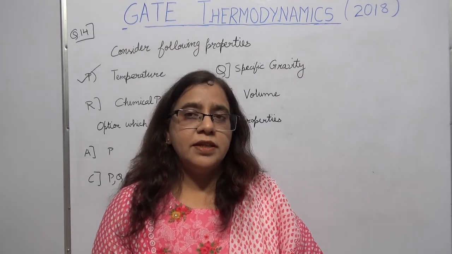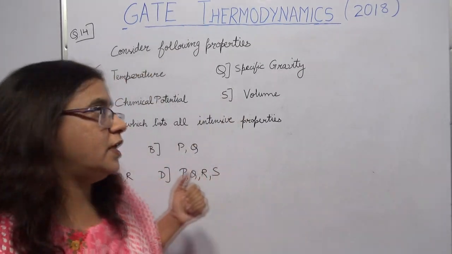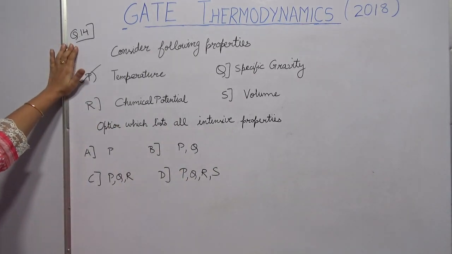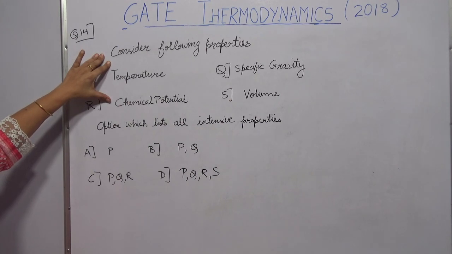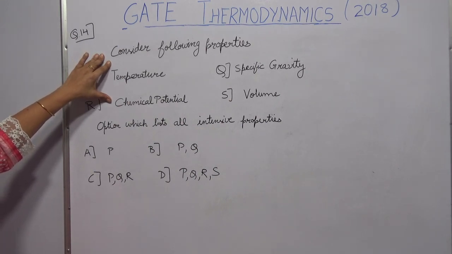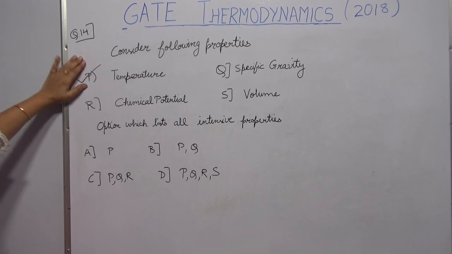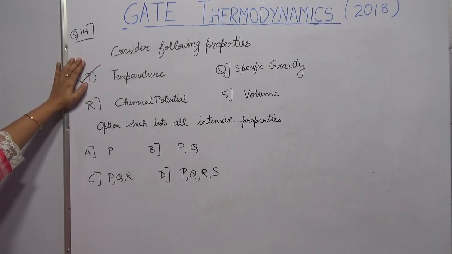Okay, so this is the last problem which we are going to take in this video, question number 14. You consider the following properties and you have to tell which of them are intensive properties. So you all know that temperature and pressure are intensive properties, that they do not depend on the extent of the system. You take either 1 mole of a system or 2 moles of a system, the temperature and pressure remain constant. So temperature is an intensive property.